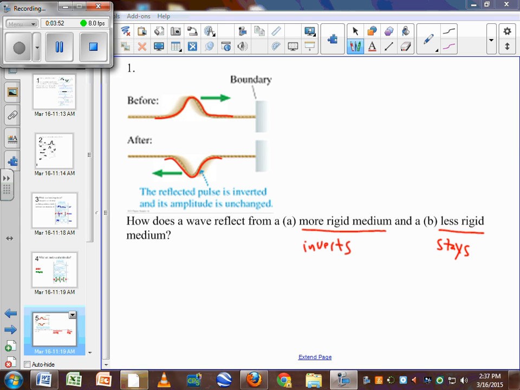It'll come back on the same side. So what would happen is, if it was a less rigid medium, the wave would look just like above. It would come in upright, and then it would bounce back, but on the same side. It would come back out on the same side if this was a less rigid medium right here.